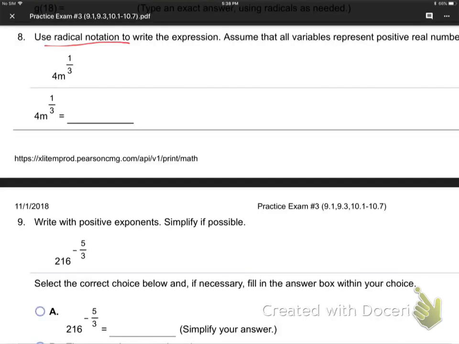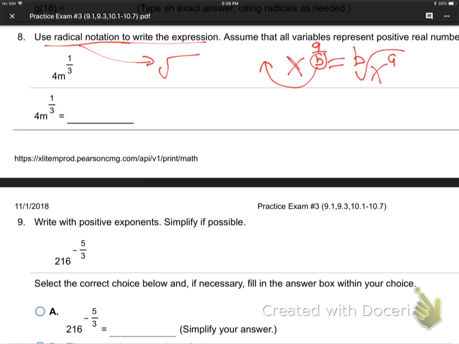Okay, it says use radical notation to write the expression. Now, what does that mean? It means make it a root. Radical is root. So make it a root of some kind. Well, how do we do that? Well, you remember the rule that anything to a fraction, a over b, to the a over b power, the b swings around into the hook like that. The denominator swings into the hook, so we have 4m to the 1/3. That 3 is going to swing into the hook.